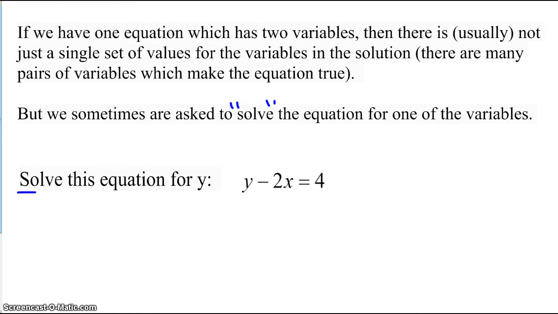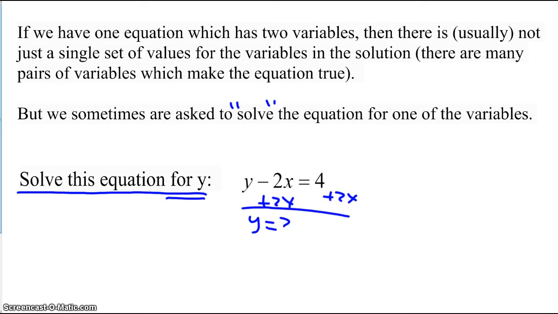So if it says solve this equation for y, it means we want to manipulate the equation so that y is by itself on one side. We would do that by adding 2x to both sides and get that y equals 2x plus 4. So in some sense that's solved. We don't have solution sets, it's not evaluated really, but it is ready to go. We could plug x's in and find matching y's.